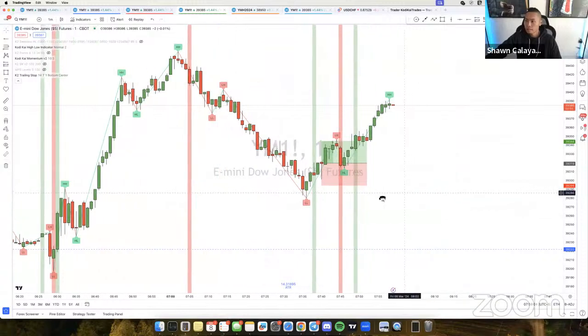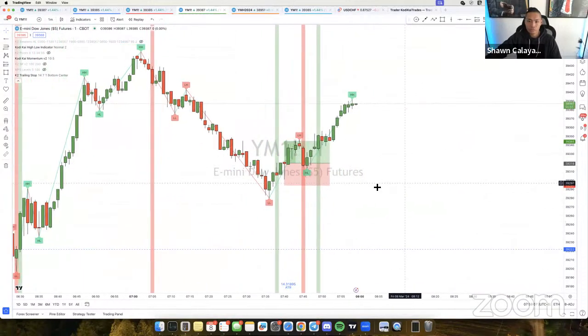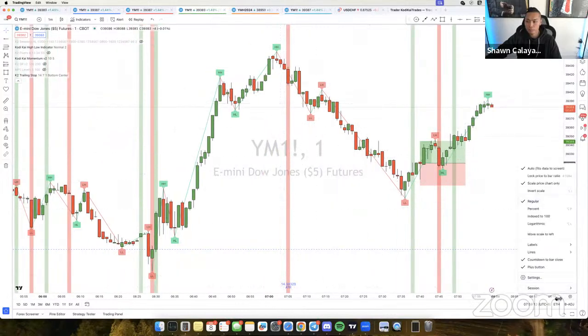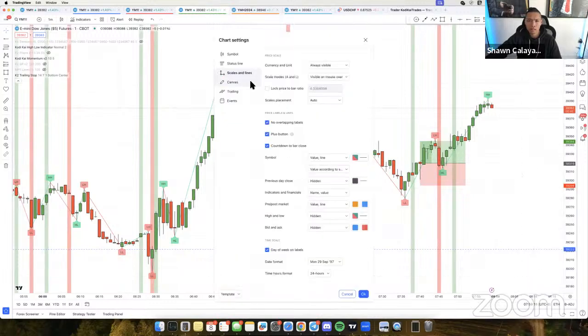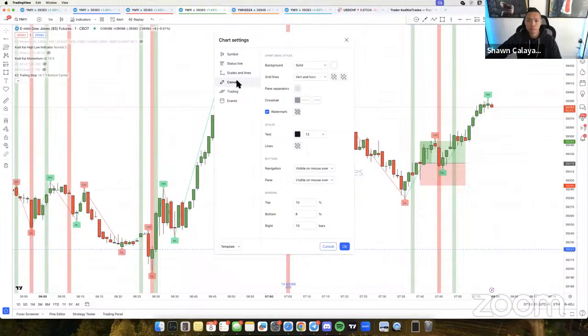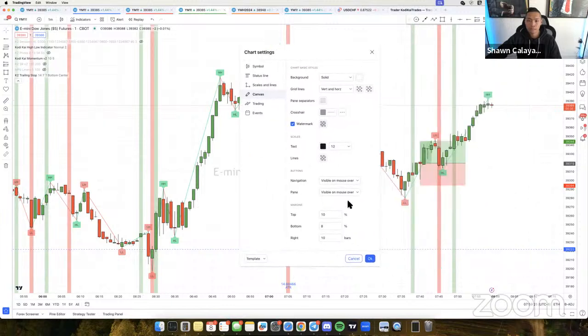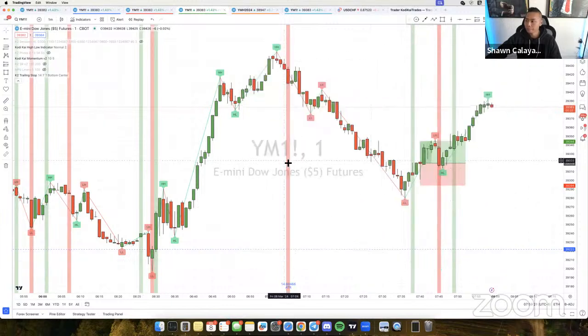Nick is asking, how do you put the watermark back on the chart? To put this watermark right here where it says which symbol you're on, go to your settings. Go down here to the settings button, go to settings, go over to canvas and turn on the watermark right here. When you have it off, it's not on there, but when you turn on the watermark it shows up right there on your chart. That's how you get it on there, Nick.